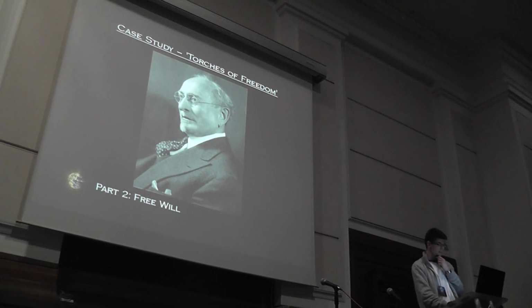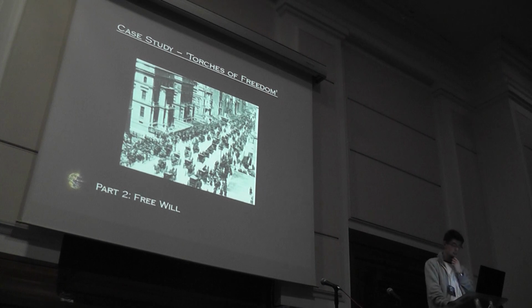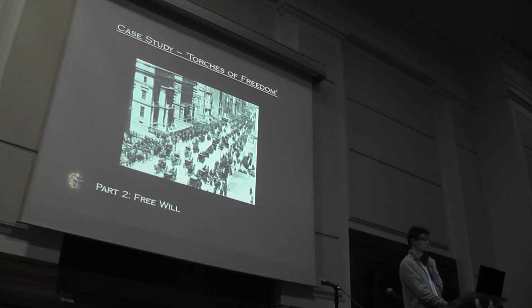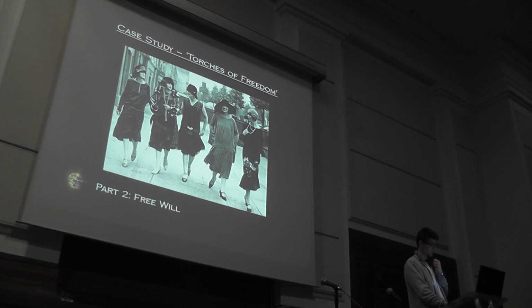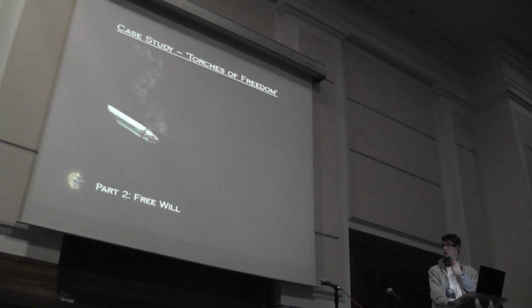With this idea, Bernays planned a demonstration for the 1929 Easter Day Parade in New York City. He instructed debutantes to march in the parade with cigarettes concealed under their clothing. When given the signal by Bernays, they were to remove the cigarettes and light them up dramatically.